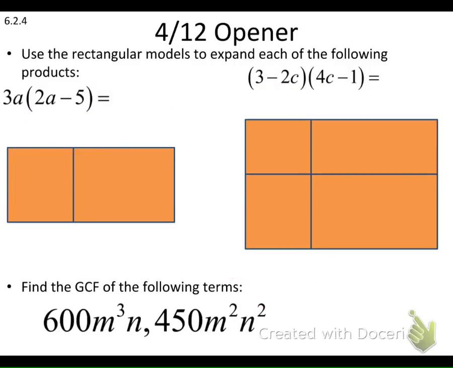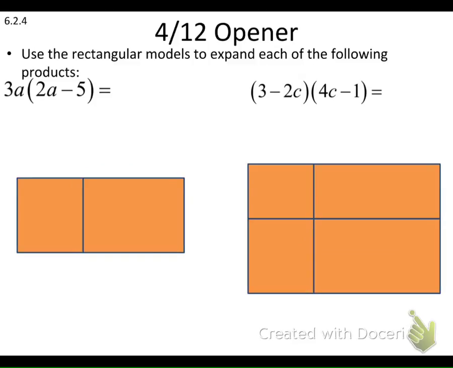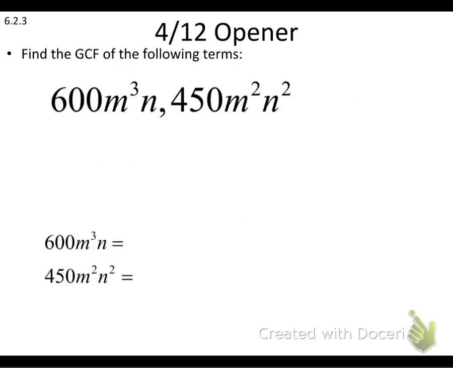Okay, so for this last one, we're going to find the greatest common factor of the following terms. We have 600 m to the third n and 450 m to the second n to the second. These we did not cover in our notes yesterday, but we are going to learn about them today. So let's go ahead and start going over them together, and maybe you'll get an idea of what we're going to do today.